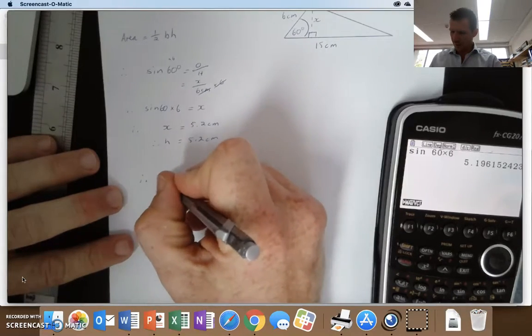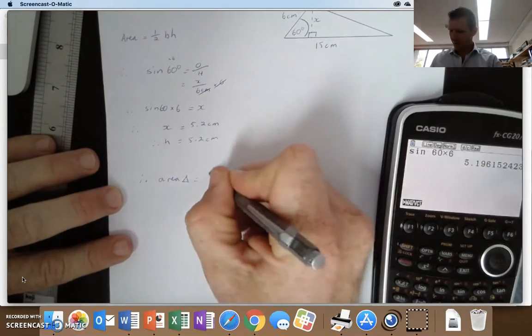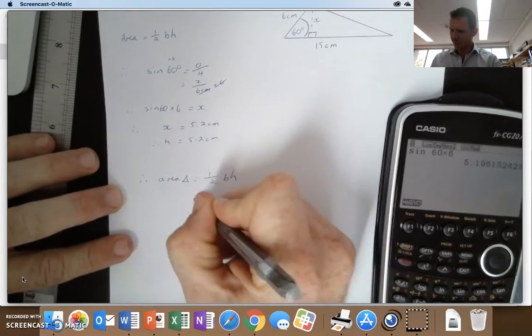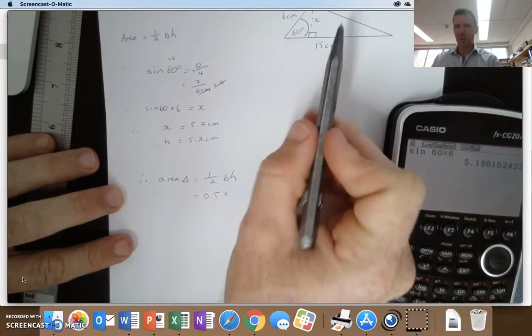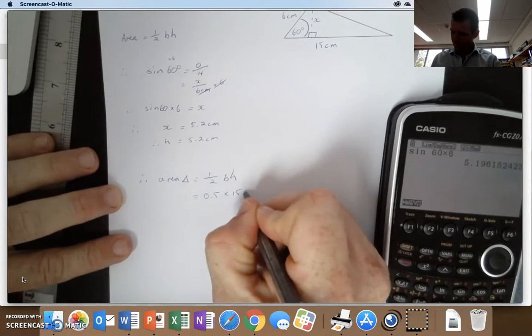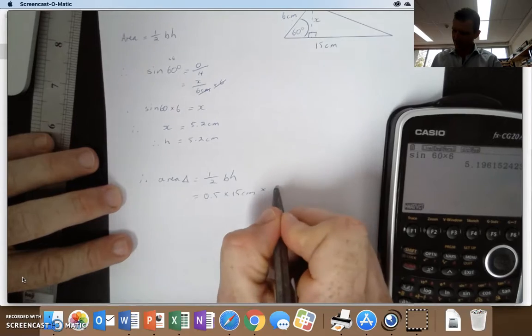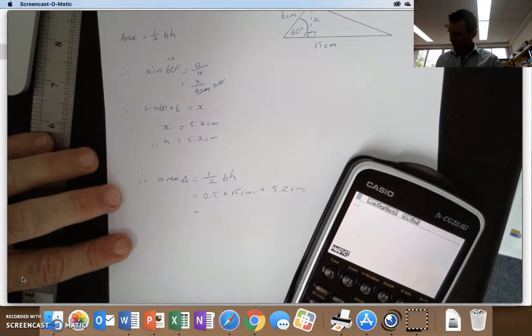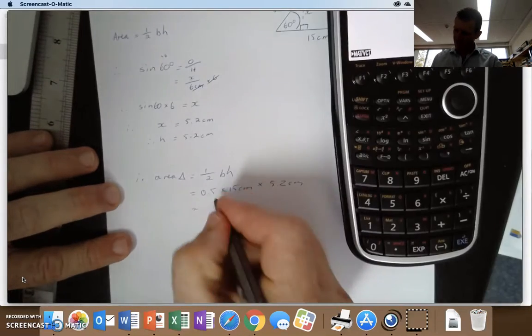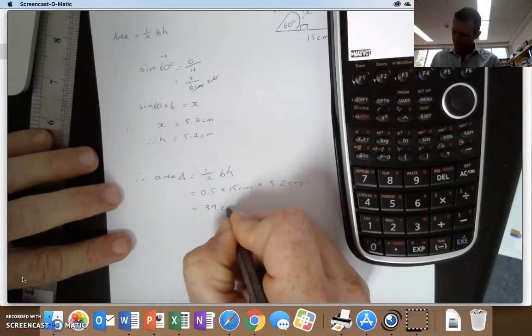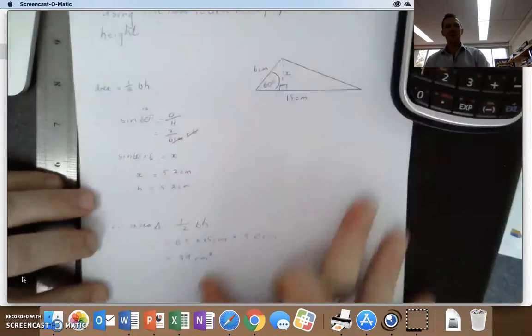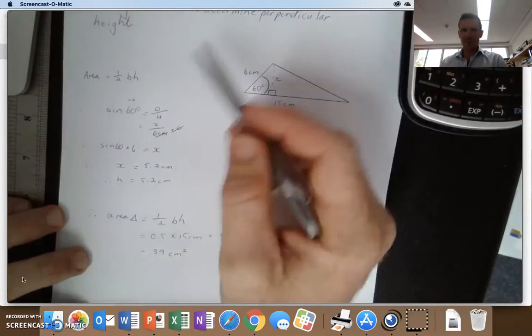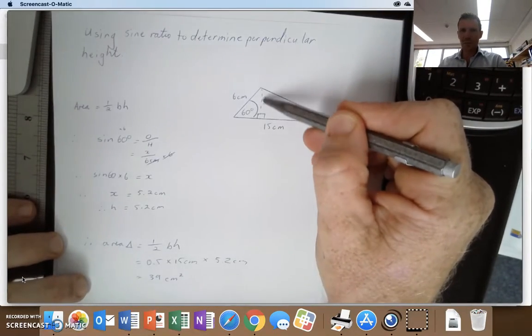Therefore, the area of the triangle equals half of my base multiplied by my height, which is 0.5 multiplied by 15 centimeters multiplied by 5.2 centimeters. Plugging it in, 0.5 times 15 times 5.2, and I end up with 39 cubic centimeters. So ultimately, all I've done with sine is use it to find the perpendicular height here.